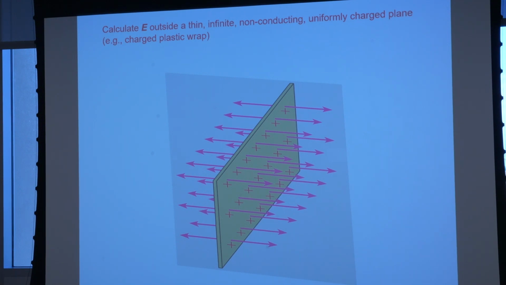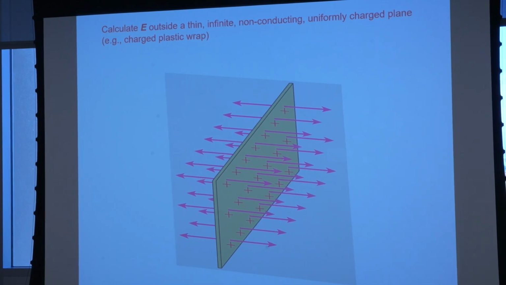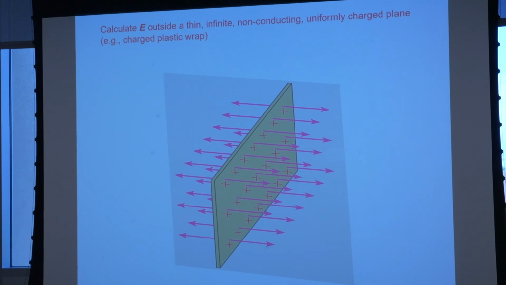What would be a good choice for a Gaussian surface? Okay, we could use a rectangle. What else could we use? Cylinder. What else could we use? A cube. Okay, so either of those would be great. So the author, Randy Knight, uses a cylinder. And how are you going to orient a cylinder?